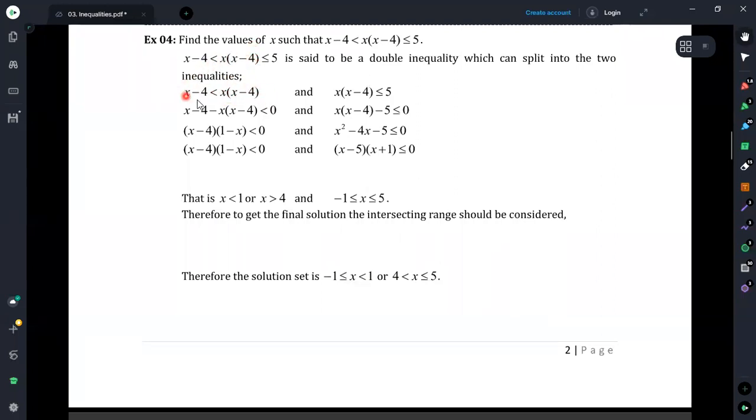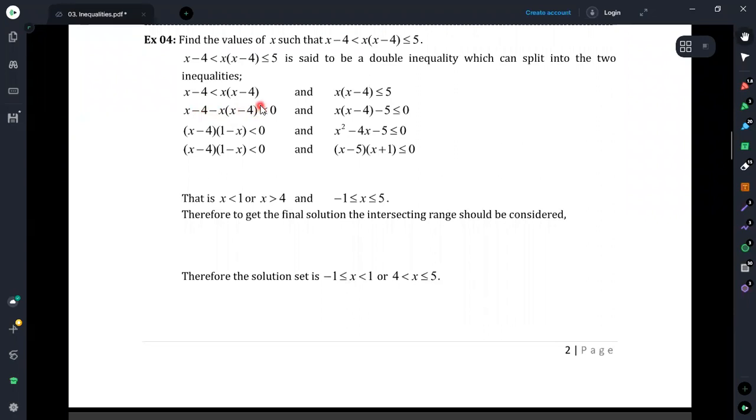We take the expression only up to that point because after this, there is another inequality sign. So we have x minus 4 less than x times x minus 4. What we need to do is find the values of x which satisfy this inequality. We can take all the x terms to one side and make the other side 0. Once we solve this, we will get a quadratic expression, and by finding the roots of the quadratic we can easily find the solution for this inequality.